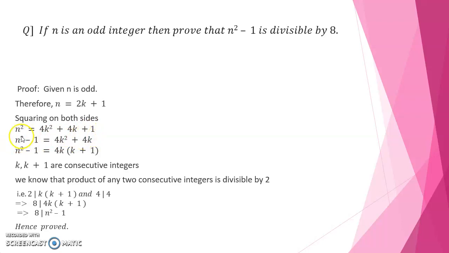With a little bit of rearrangement, I take the 1 to the left hand side, so I have n square minus 1 equal to 4k square plus 4k. So 4k can be taken common, and we have 4k into k plus 1, where k and k plus 1 are consecutive integers, and we know that the product of any two consecutive integers is divisible by 2. That means 2 divides k into k plus 1. And if I take 4 divides 4 and apply the product to this, we have 8 divides 4k into k plus 1, which implies 8 divides n square minus 1. Hence, we have proved this.